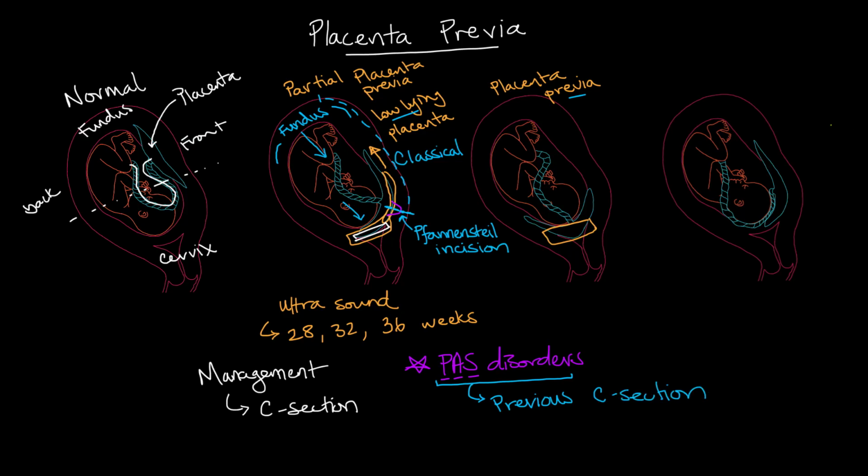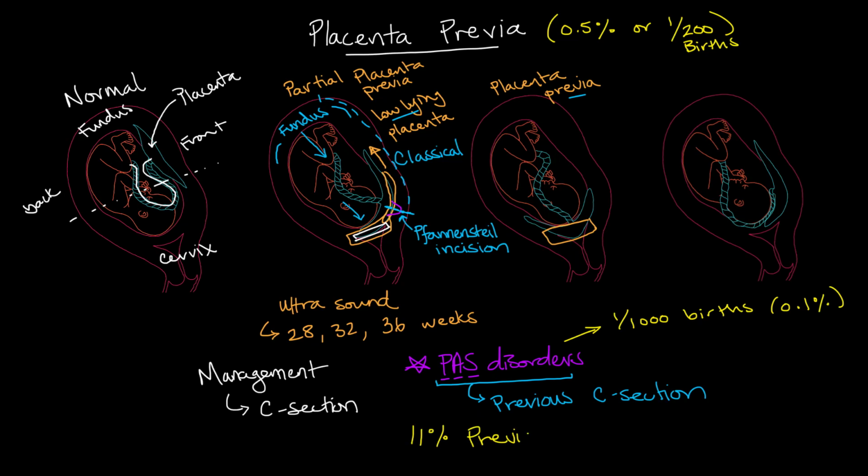So just as a point of reference, placenta previa happens in about 0.5% of deliveries. So this is about 1 in every 200 births. And we didn't talk about this, but PAS disorders occur in approximately 1 in every 1,000 births. So this is the same as 0.1% of births. But 11% of women who have placenta previa, so this 1 in every 200 births, go on to develop a PAS disorder. And so that increases the need for a C-section and also the risk of potential hysterectomy.